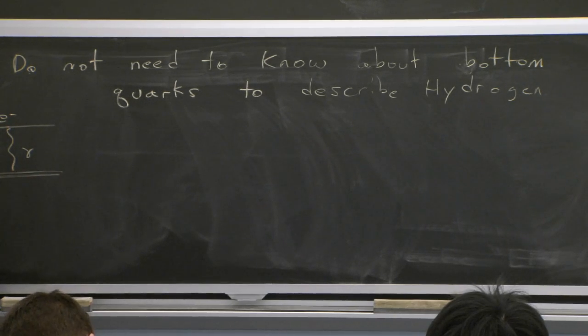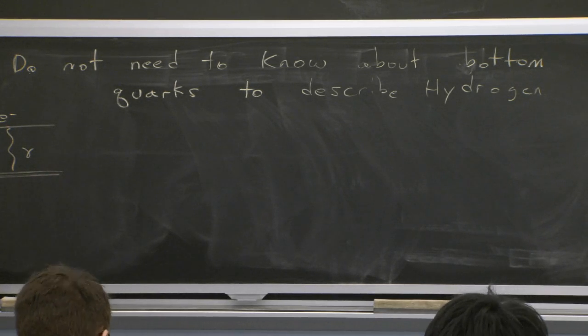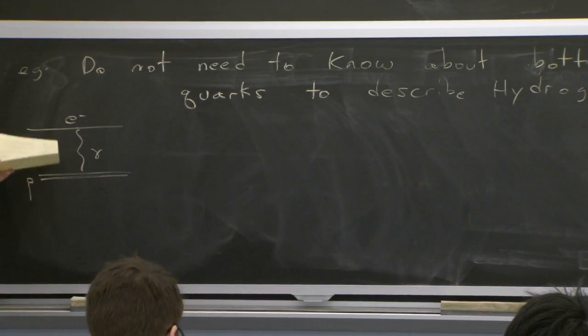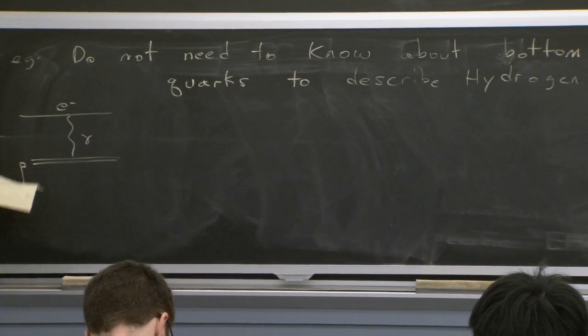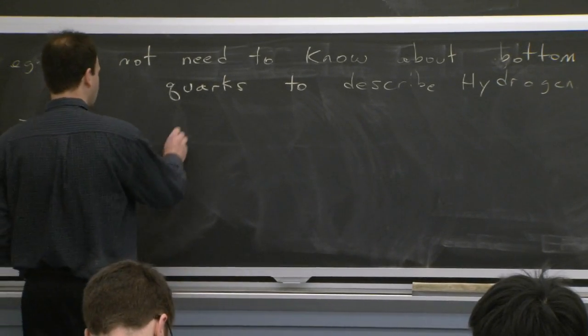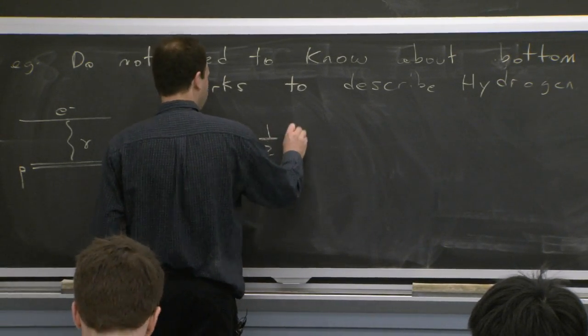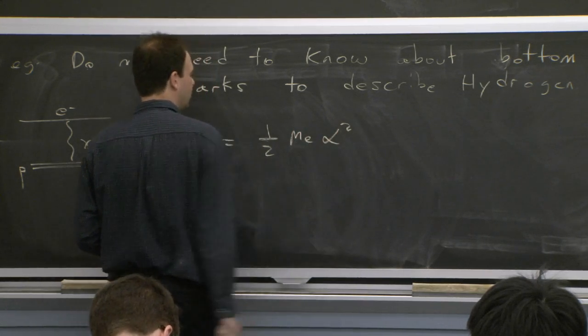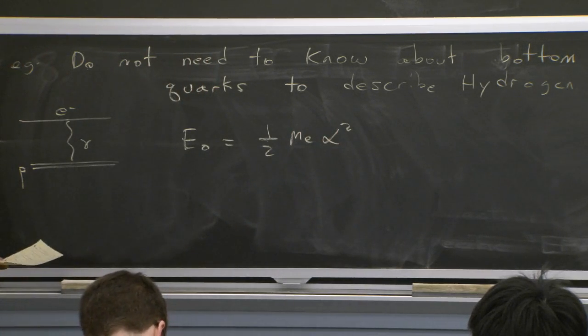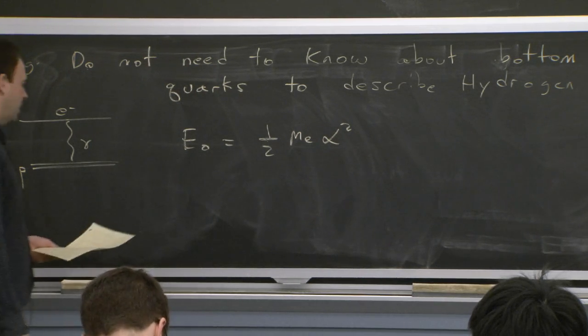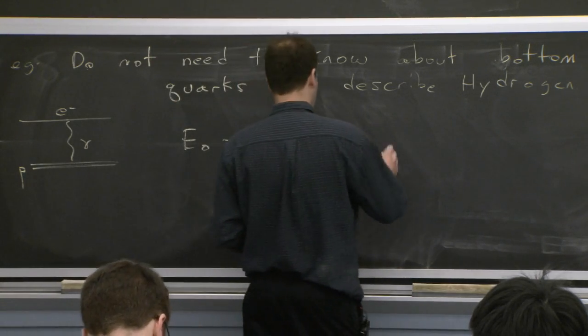What did you have in your description? Well, in a quantum field theory language, you had this diagram. You had an electron and a proton with photon exchange. And you also, when you thought about the binding energy, if we work in units where h bar and c is 1, which I will always do, then the binding energy is a half m_e alpha squared.